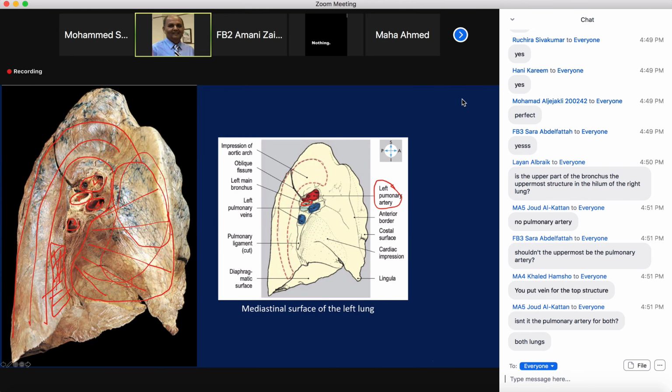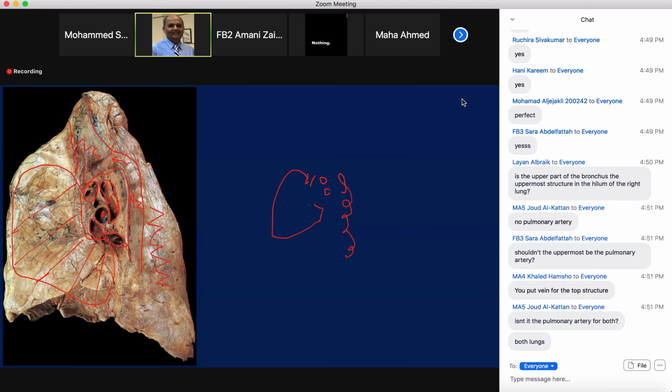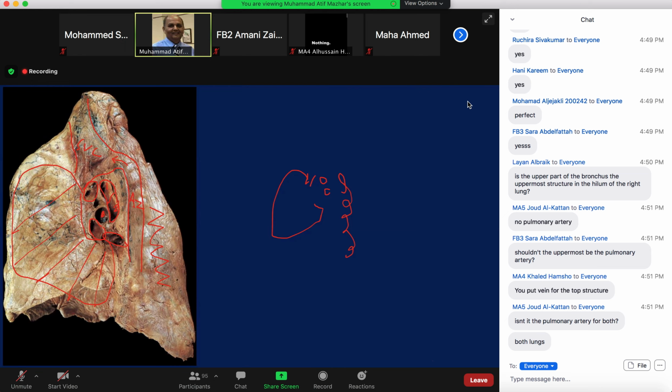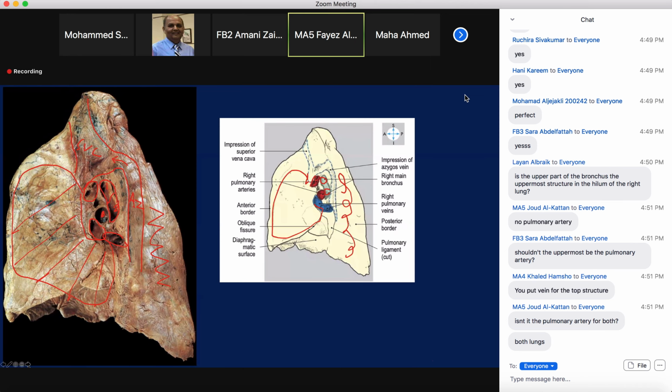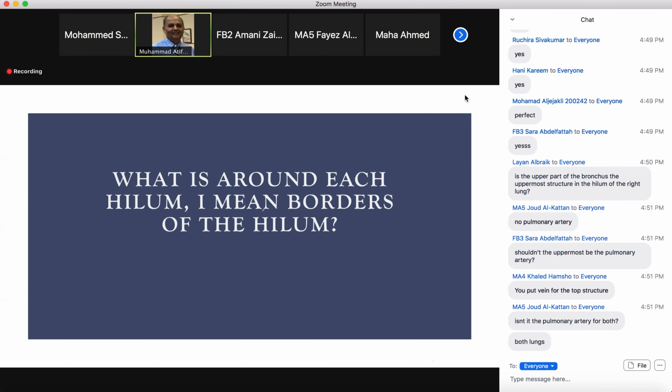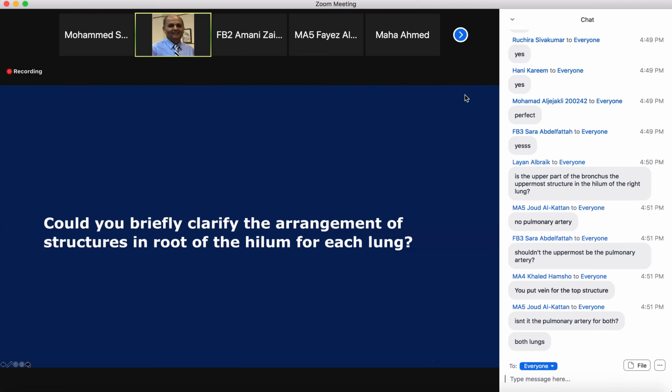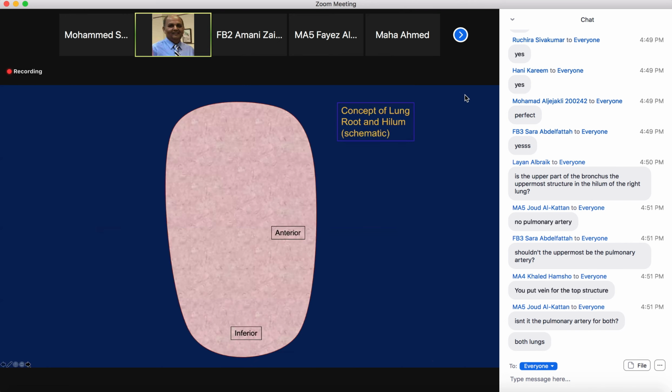Okay, going further. Now in this one, as I told you, it divides and then enters. That's why it appears a little bit up, but this pulmonary artery is still on top. And then we have this bronchus, and then we have these pulmonary veins. Are we good? Okay, guys, so now let's go further. What is around each hilum? I mean, the borders of the hilum. I have already mentioned them. I can show it to you on this upcoming slide.